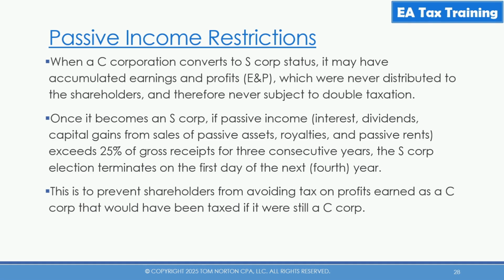So that is the purpose of these passive income restrictions. So if you do that for those 3 years, on the 4th year, you will once again be a C corporation. And remember, once you go back to being a C corporation, you have to wait at least 5 years before you can elect S corporation status again.